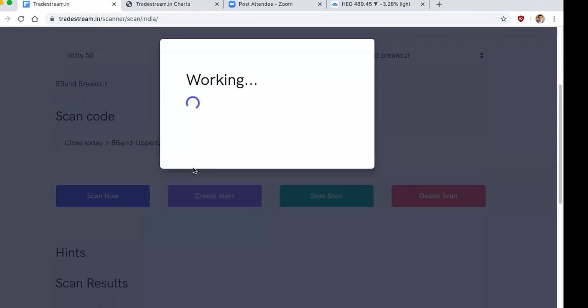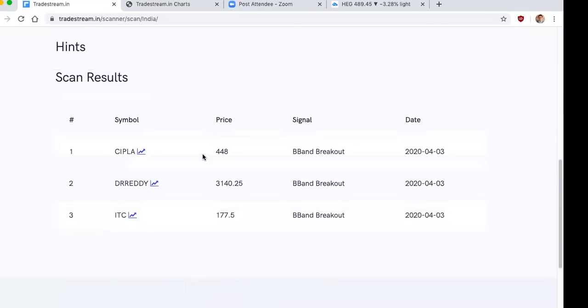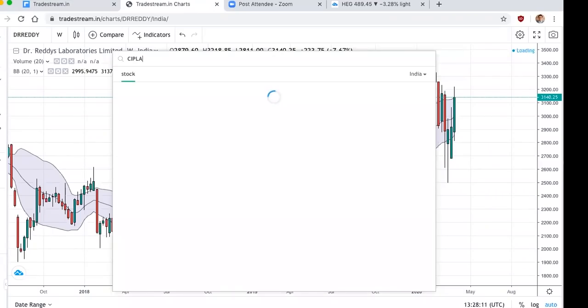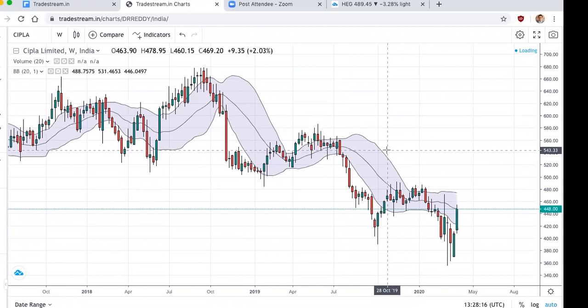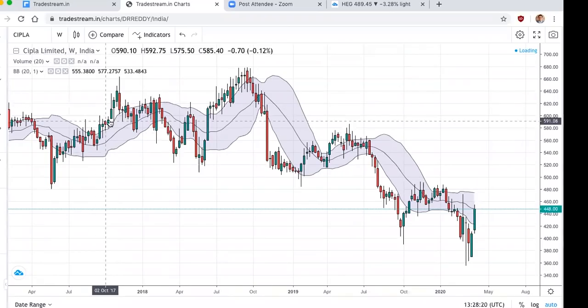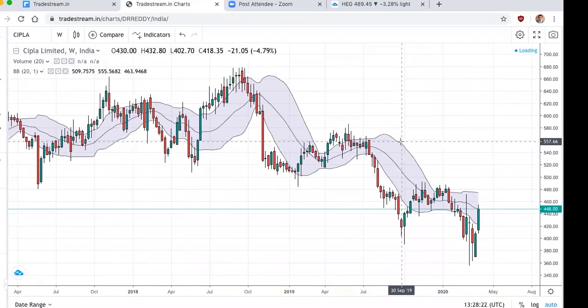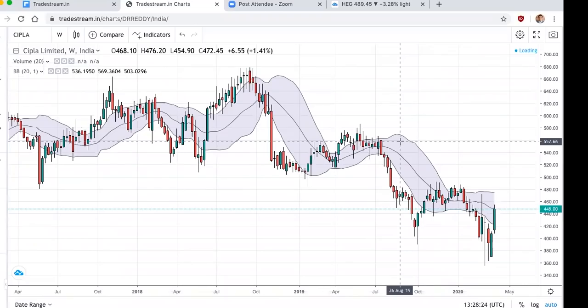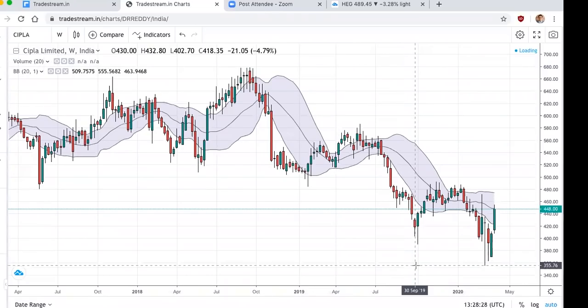You can look for the same thing on daily. By the way, this is not so useful on daily simply because there's a lot of noise. Like if I look at Cipla, which is one of the stocks that exited the Bollinger Band, you will see a lot of noise. It went up here, but it came back. It will enter and exit. Weekly and monthly is where you want to use this. Daily is going to be very choppy. So that's it for me in a nutshell.